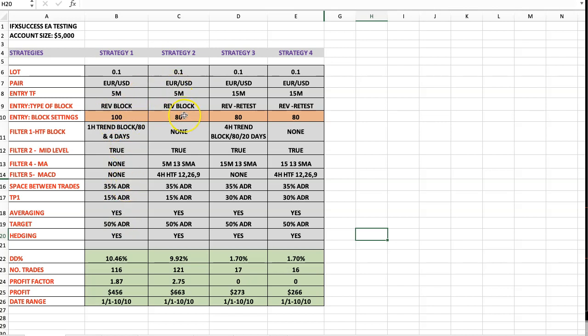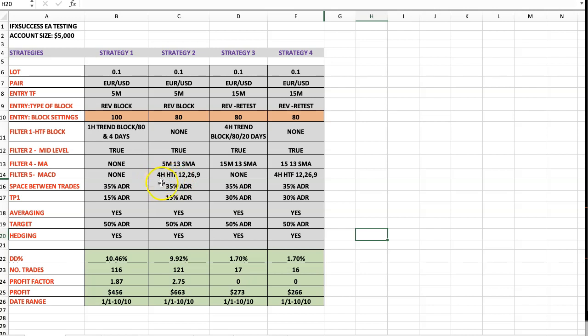Now I did another example. I reduced the block settings in here. I didn't do the higher time frame block, so filter number 1 was nothing. What I did is I added a moving average filter, the 5-minute 13 simple moving average, and for filter number 5, I added the MACD. I was intrigued by what the MACD would give us. We talked about this in the previous example, in the previous video.